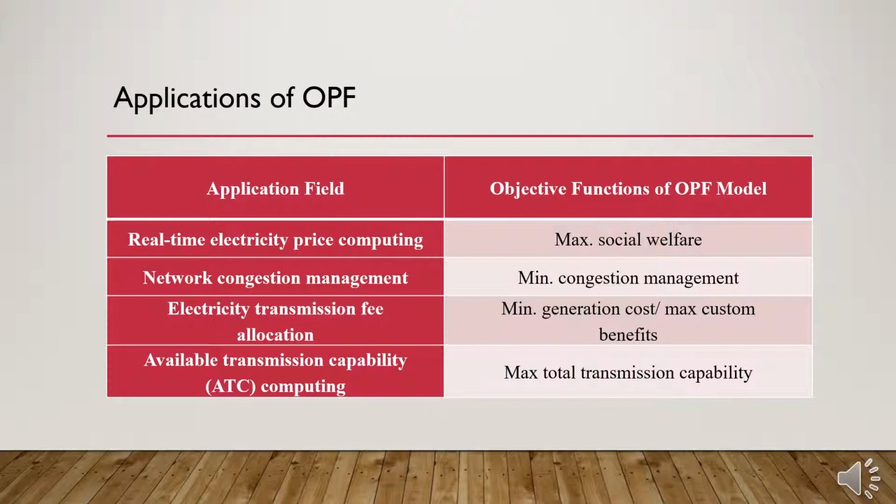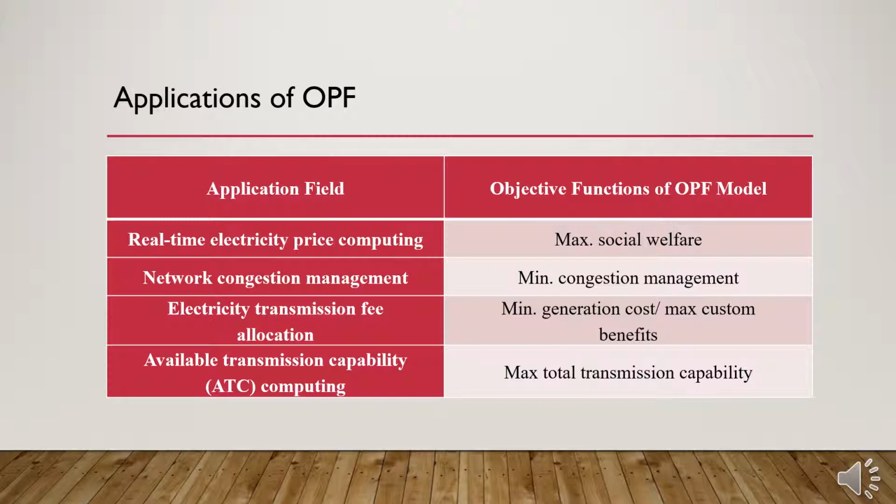Here is a table that gives a simple illustration of OPF application in power systems. Here we can see the application fields and the objective functions of the OPF model. For real-time electricity price computing, the objective function we'll be using is the maximum social welfare. For network congestion management, the objective function will be minimum congestion management.